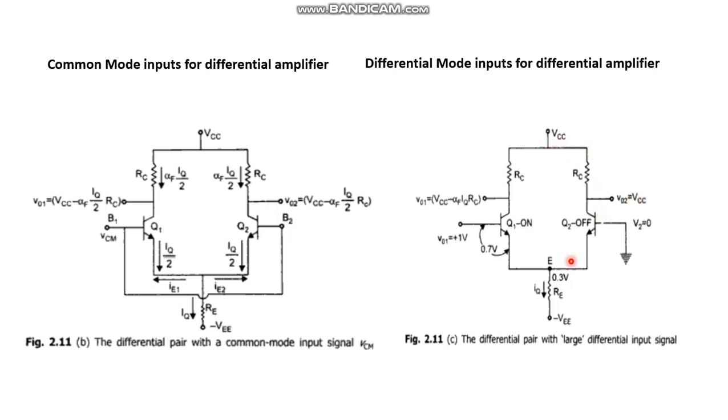So this is called a differential pair with a large differential input signal. This is a differential pair with a common mode input signal. So please remember this term, common mode input. This is the differential mode input, which means we are giving 1 volt here and 0 volt here, or you can give 0 volt here and 1 volt here. So these are two ways we are giving inputs to this.